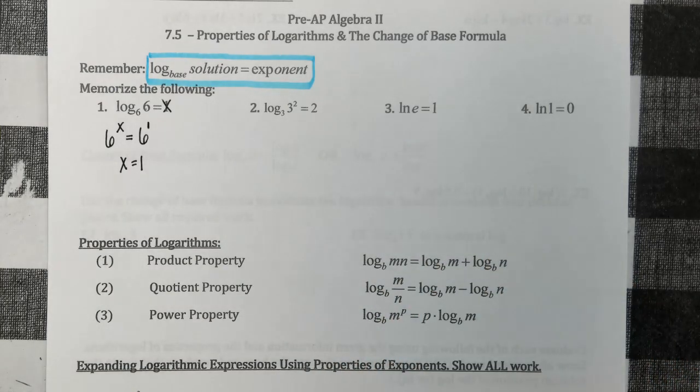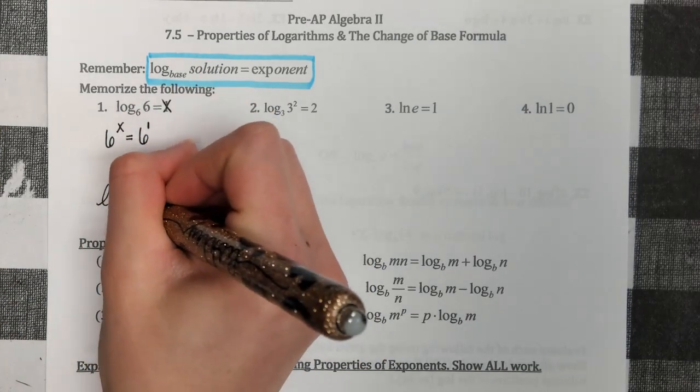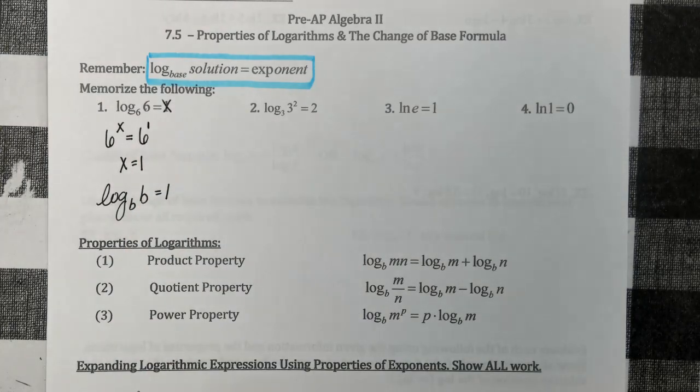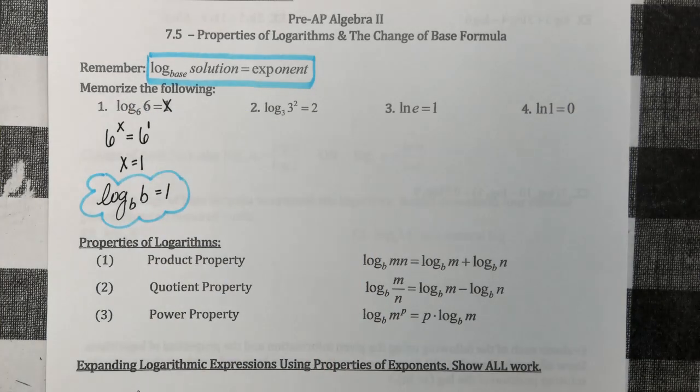Now, I don't want you memorizing log base 6 of 6 equals 1. I want you memorizing the rule log base b of b is equal to 1. So that base could be literally anything, and that solution position could be the same number and it equals 1. So log base 7 of 7 is 1.